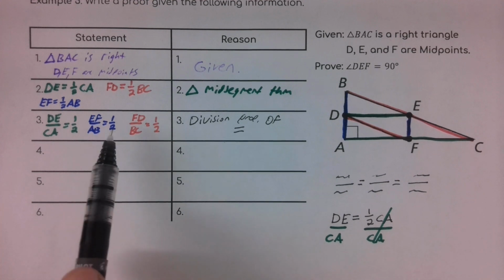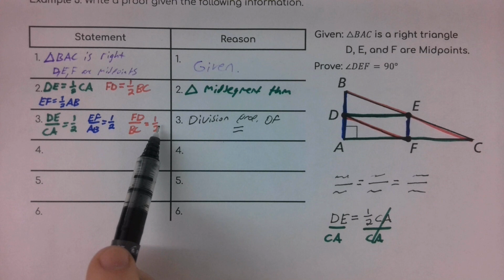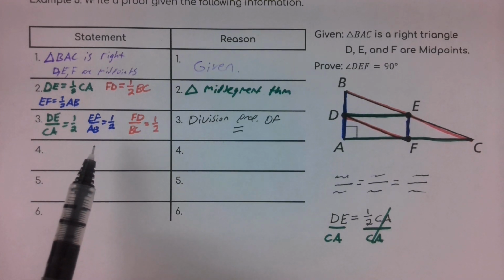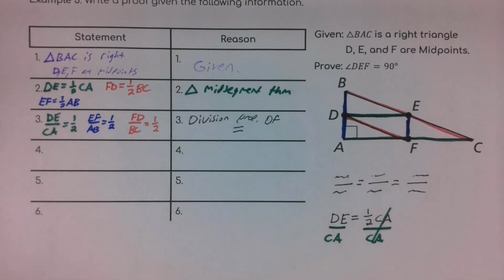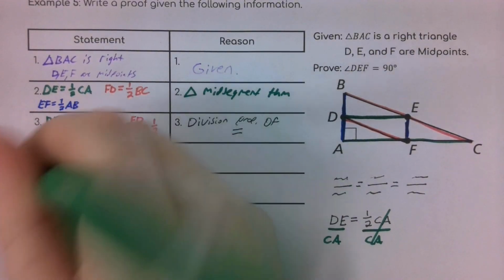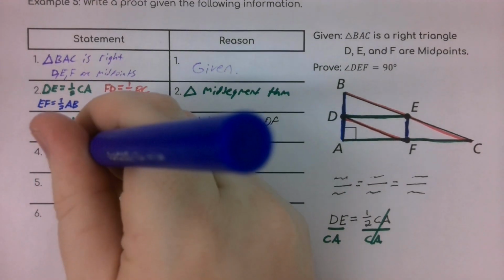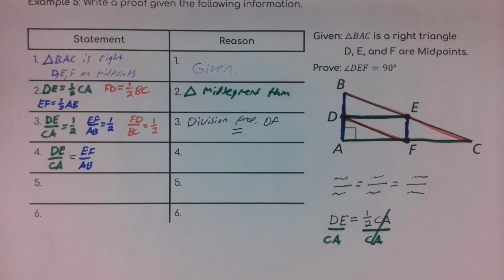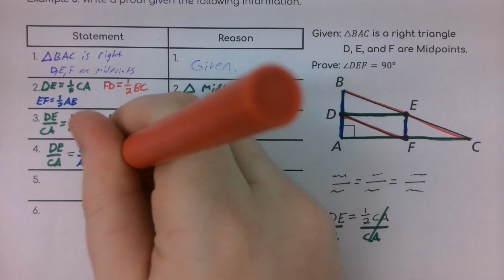And now we might see it. This equals 1/2. This equals 1/2. This equals 1/2. All of our scale factors are equal to each other. If they're all equal to each other, couldn't we rewrite this statement as just DE over CA equals EF over AB, which equals FD over BC?